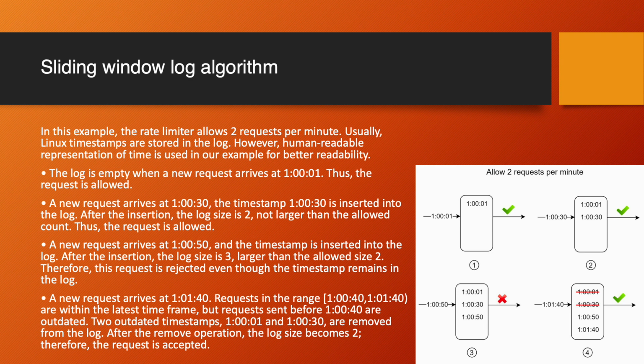A new request arrives at 1:00:50, and the timestamp is inserted into the log. After the insertion, the log size is 3, larger than the allowed size 2. Therefore, this request is rejected even though the timestamp remains in the log. A new request arrives at 1:01:40. The requests in the range 1:00:40 to 1:01:40 are within the latest time frame, but requests sent before 1:00:40 are outdated. Two outdated timestamps, 1:00:01 and 1:00:30, are removed from the log. After the remove operation, the log size becomes 2 and therefore the request is accepted.